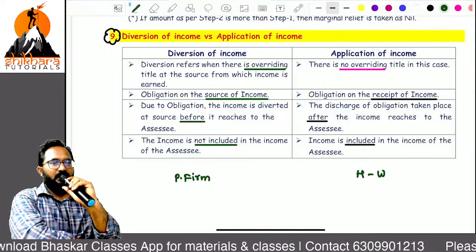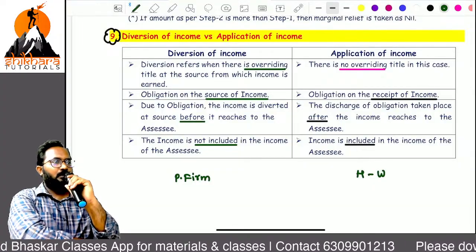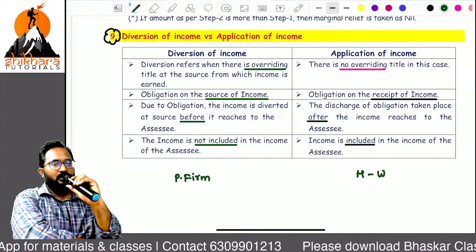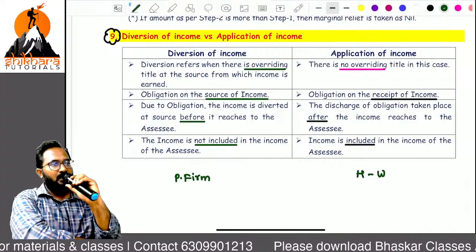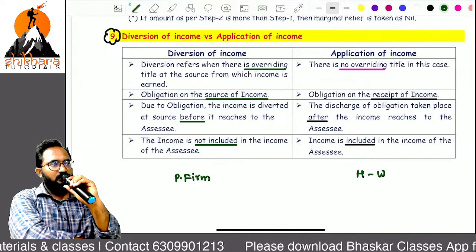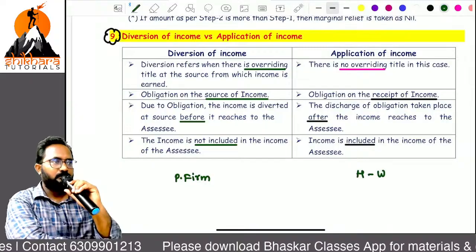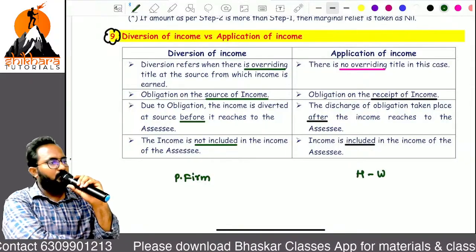Mother has an overriding title, and yes, they have an obligation to divert that amount to mother, reaching that amount into their hands only. So finally, that is not included in the total income of the partnership firm. Clear?